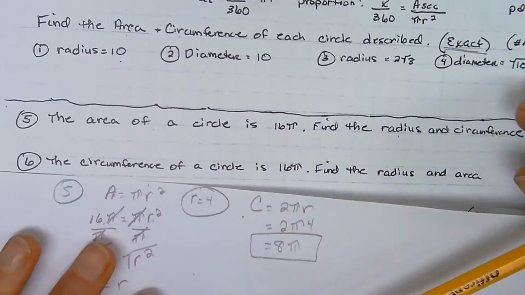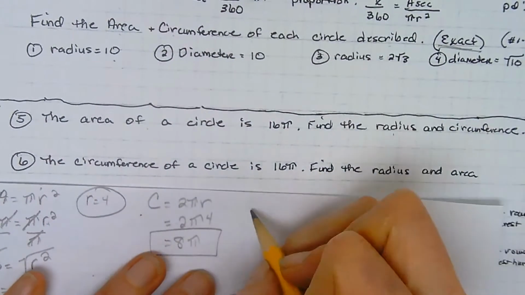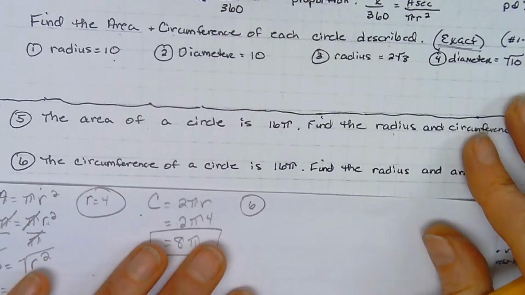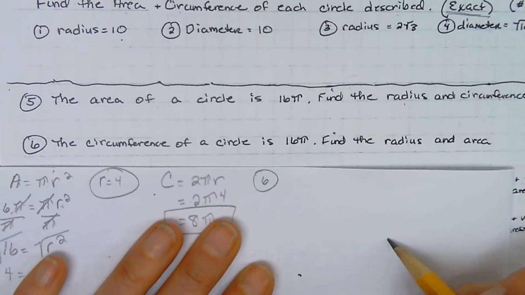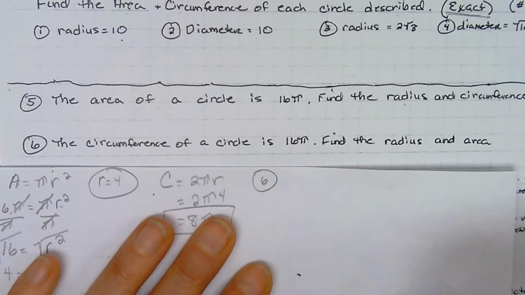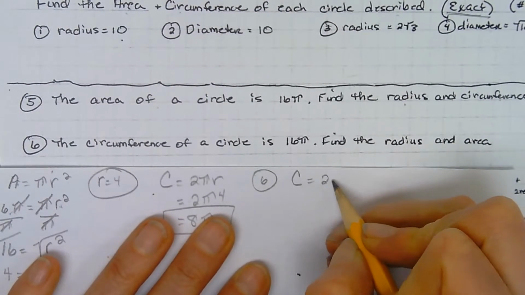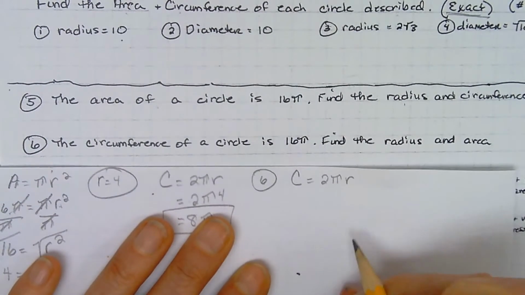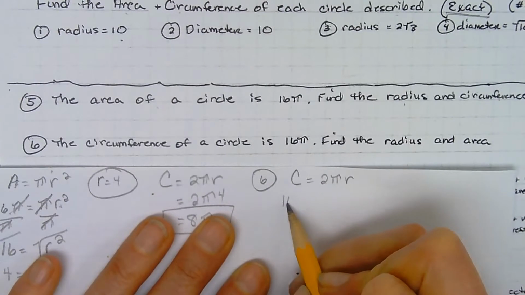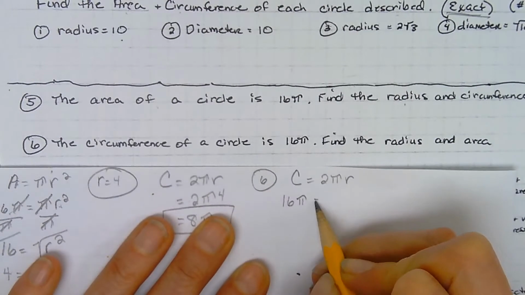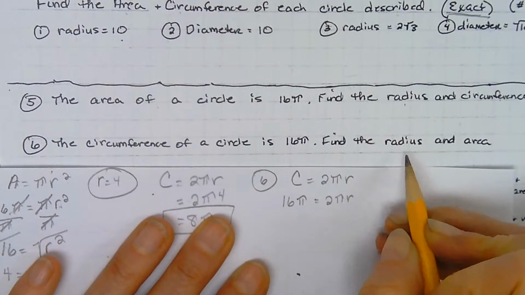Number 6. The circumference of a circle is 16 pi. Find the radius and area. So the circumference is equal to 2 pi r. And we're told that the circumference is 16 pi. So that equals 2 pi, and we're looking for the radius again.